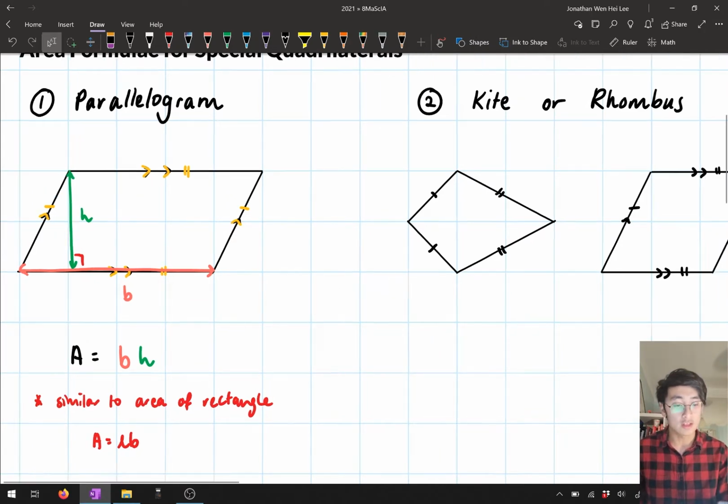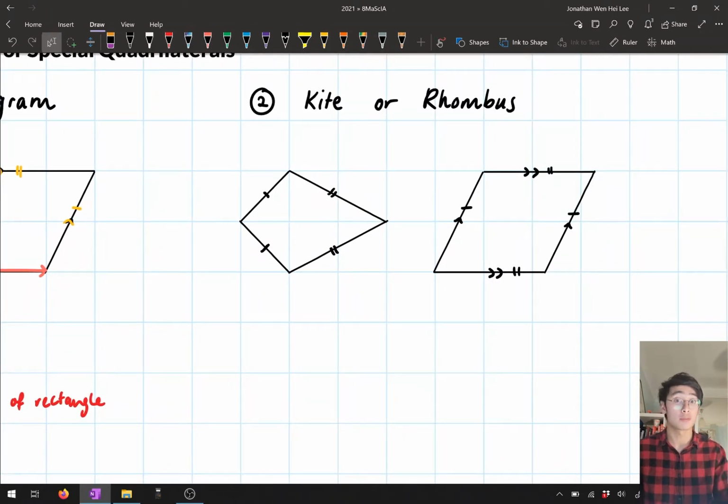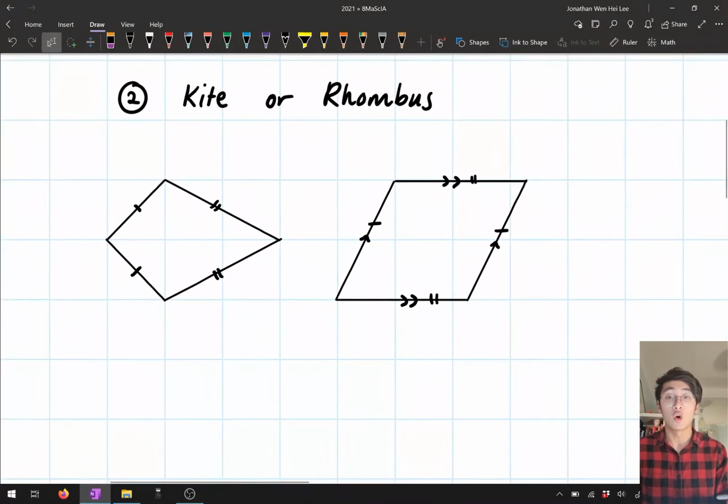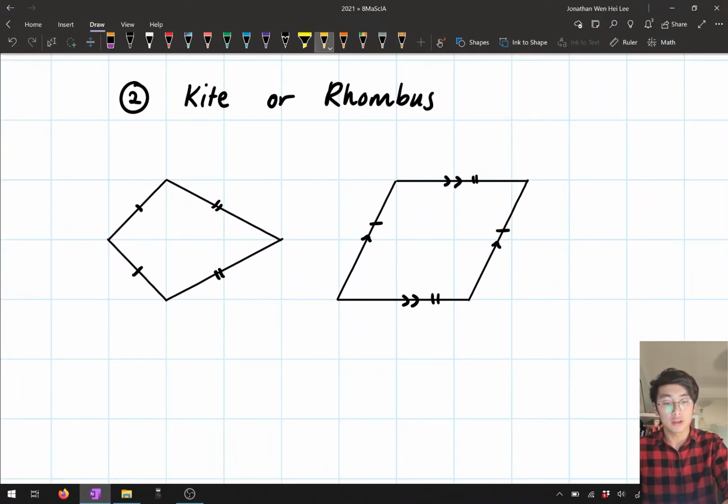Okay, let's have a look at the second shape. Now the second shape is actually two shapes at the same time, because they both have the same area formula if we find a particular thing. Here, this is a kite or rhombus. A kite is a four-sided shape where we've got two adjacent sides being equal in length, so those have the same number of dashes, and the other two are equal in length as well, so they have an equal number of dashes. And a rhombus is just the same as a parallelogram, and I realize I did this wrong.